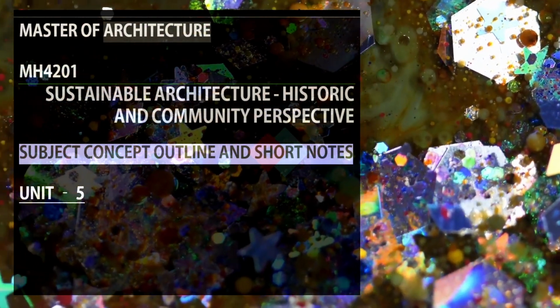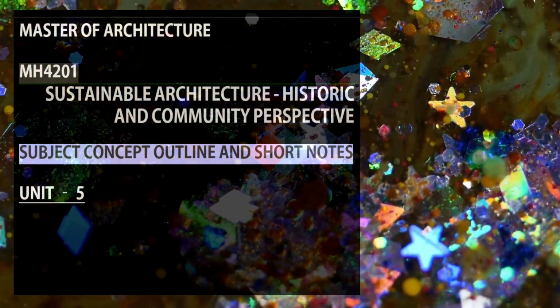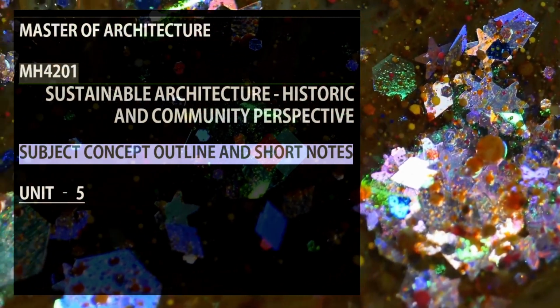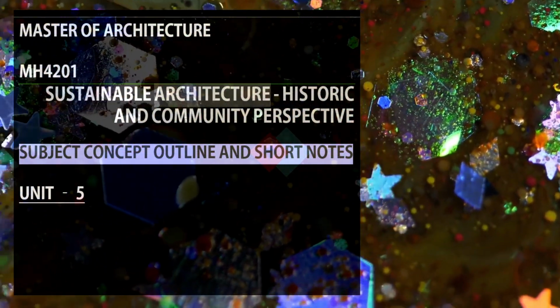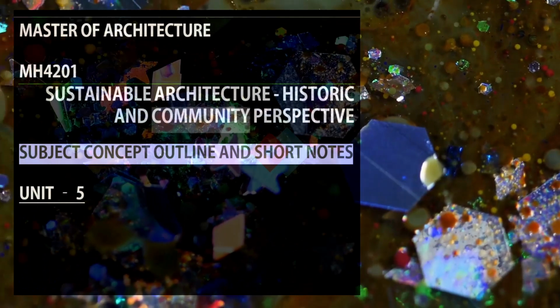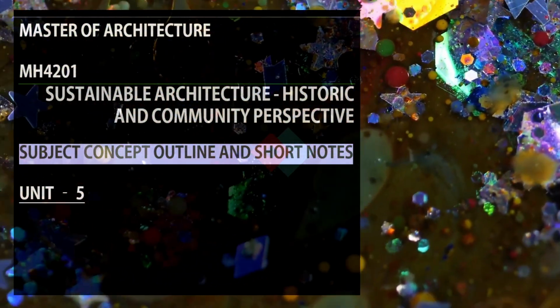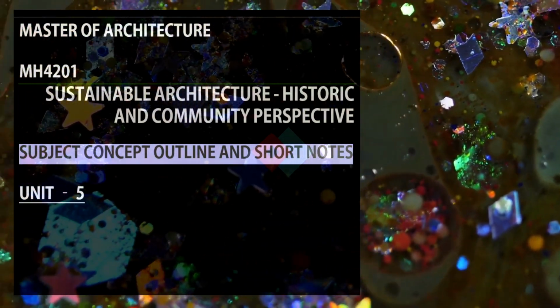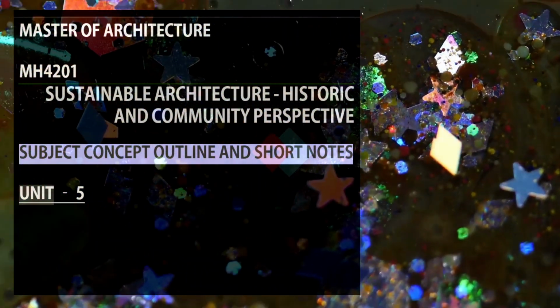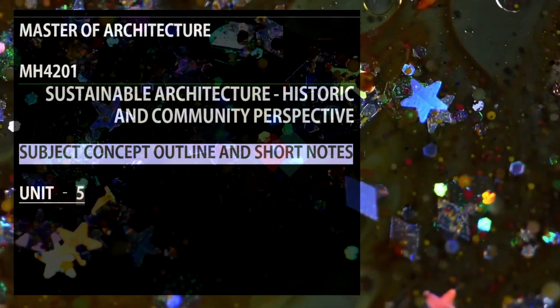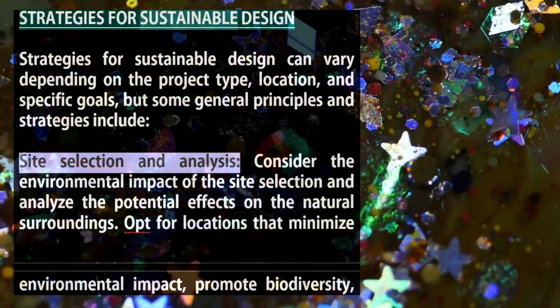Master of Architecture. MH4201. Sustainable Architecture, Historic and Community Perspective. Subject Concept Outline and Short Notes. Unit 5. Strategies for Sustainable Design.